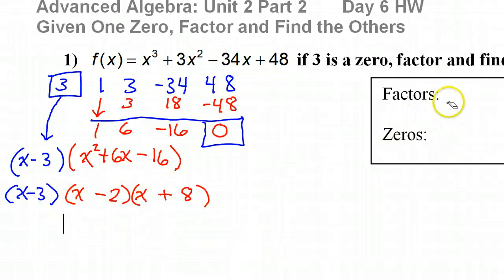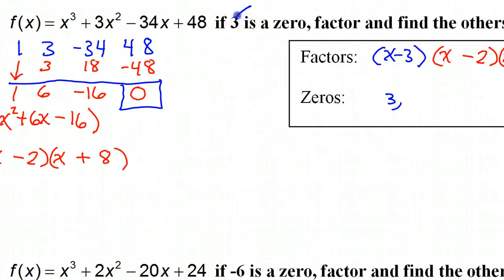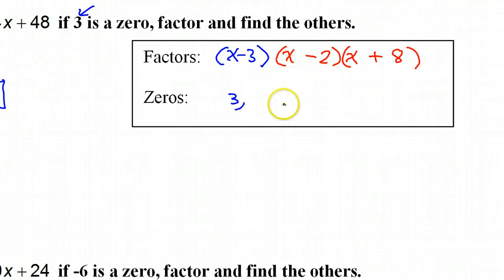So I'm just going to copy these factors over here, and this is the factored form of this original polynomial. Now I want to say what all of the zeros are. So x minus 3 would give us a zero of 3. Now of course that's the one that I was given in the first place, but still let's list it. x minus 2 is going to give us a zero of positive 2. And x plus 8 is going to give us a zero of negative 8.